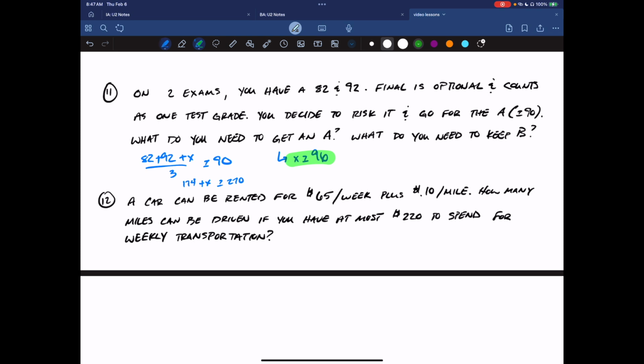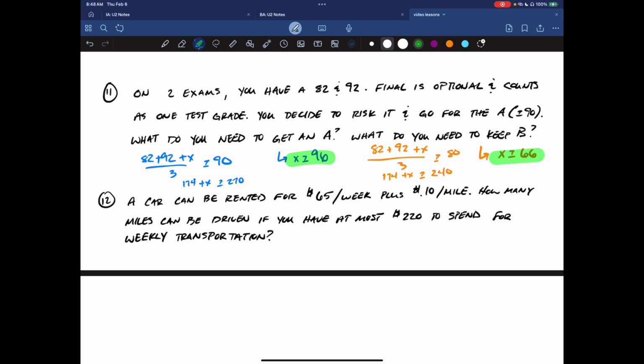Well, I also want to know what I need to get a B. All right, a B would be greater than or equal to 80. Okay, so we have 82 plus 92 plus x. It's the same setup, but this time instead of greater than or equal to 90, I'm going to say greater than or equal to 80. All right, I already know this is going to be 174 plus x greater than or equal to 3 times 80, which is 240. Okay, so 240 minus 174 is 66. So to keep a B, x must be greater than or equal to 66.